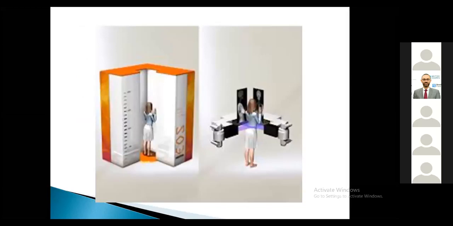This is EOS. It has 2 sources of X-rays, which can give you X-rays of the whole body, including pelvis and spine, with a low dose of radiation.